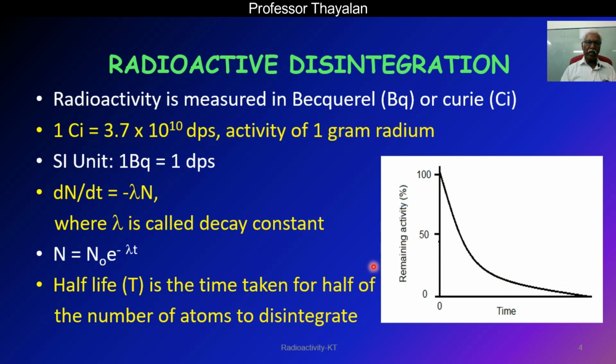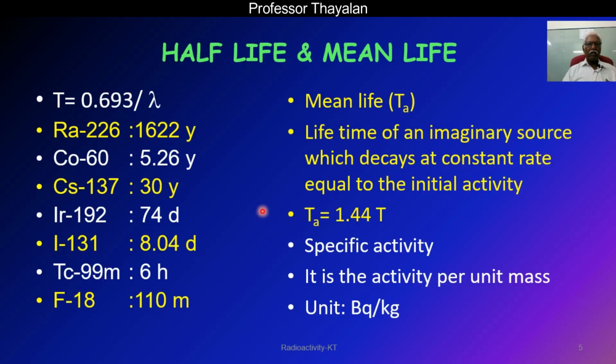From that one can conclude the half-life period of the radionuclide. That means the time taken for half of the number of atoms to disintegrate. Suppose the number of nuclei is originally 100, then what is the time taken for it to become 50? That time is called the half-life. This slide shows the relation between half-life period and the decay constant. Half-life of an isotope is equal to 0.693 divided by the decay constant.